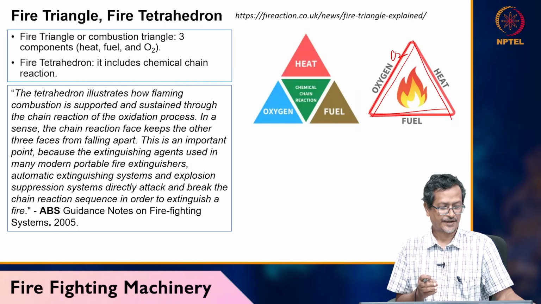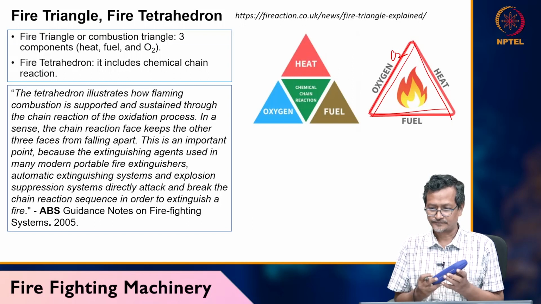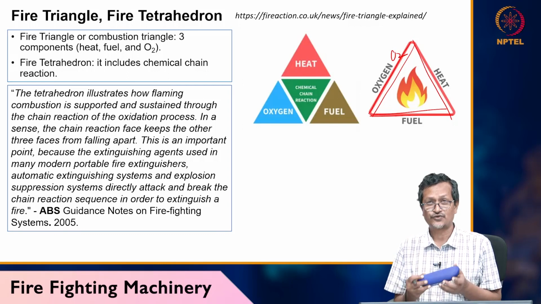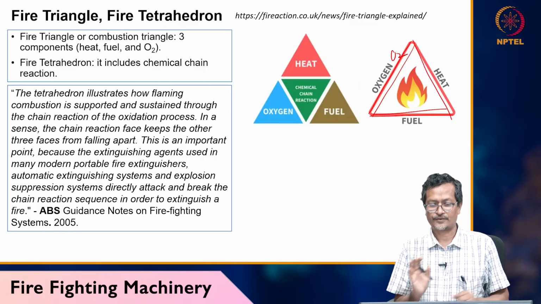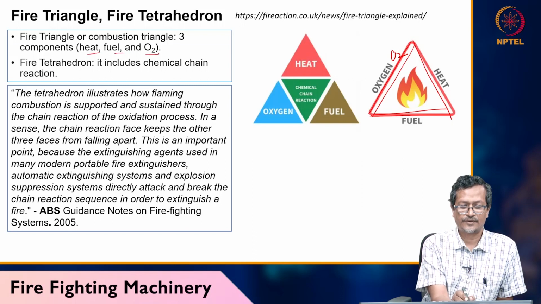Although oxygen is interacting, there is no fire source, so it will not be burning. And in the other way, if you have a heat source and oxygen but there is no fuel, there is no meaning of fire. So all three must be there, then fire will be there. Now, the fire triangle, or combustion triangle, has three components: heat, fuel and oxygen.